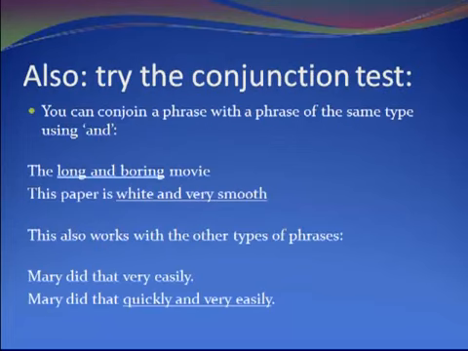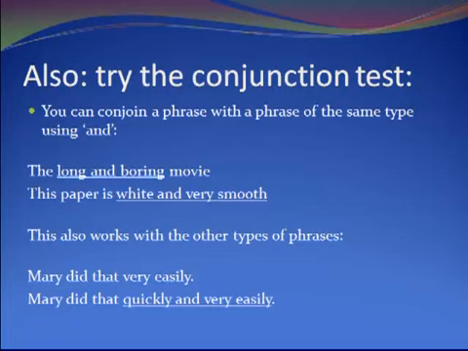Okay, well there is another test that we can use, and that's the conjunction test. Now, conjunction involves the word and. Remember, that's a conjunction. And what and does is it takes two constituents of the same type, so either two words or two phrases, and gives you another constituent of the same type. So you can say the long and boring movie. Now there it's not so clear whether you're actually conjoining two adjectives or two adjective phrases.